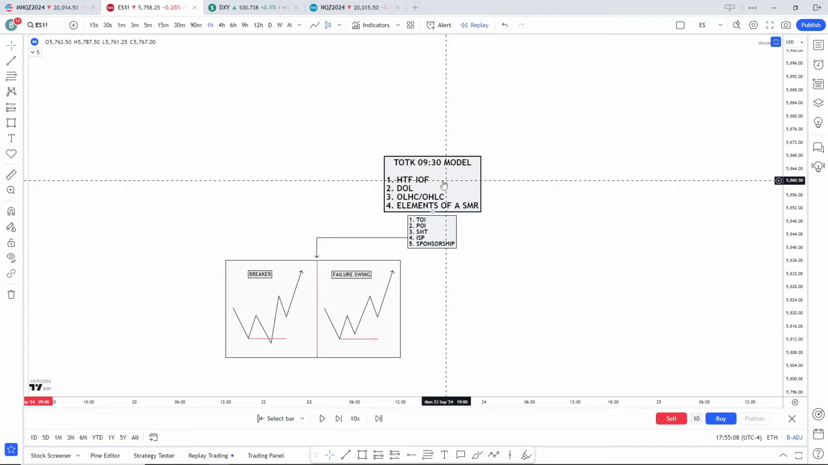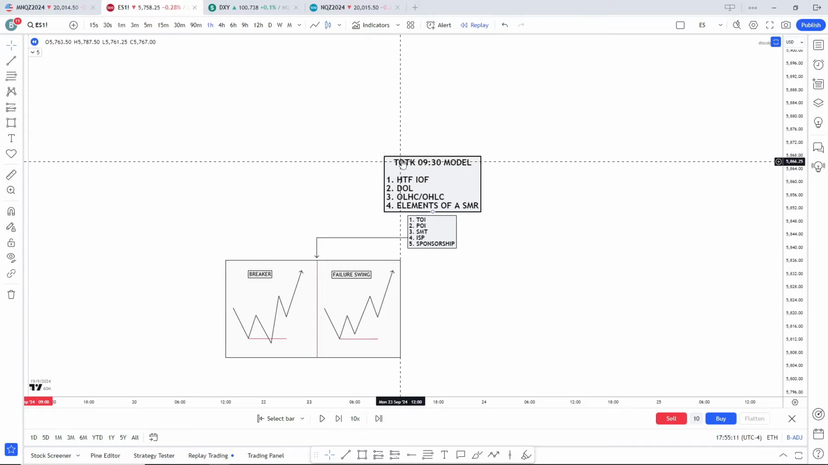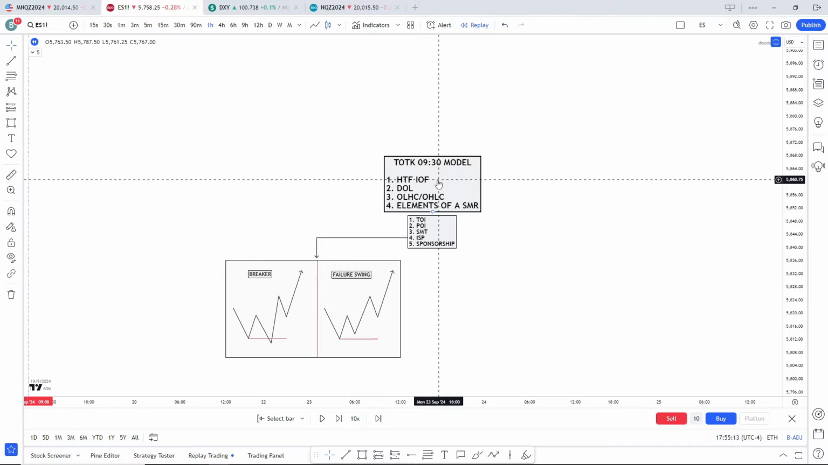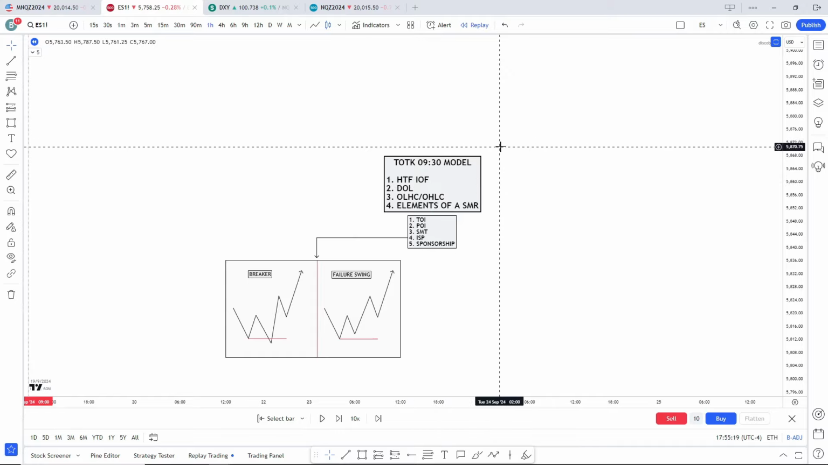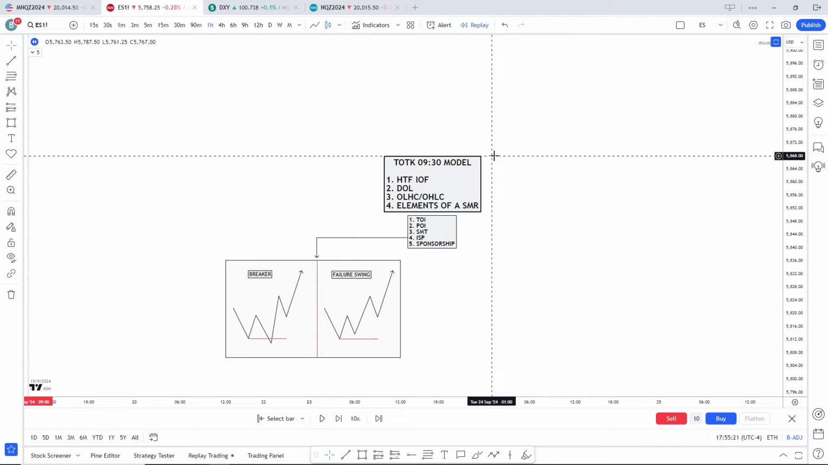Number 1, with this 930 TOTK model, we need to understand and have a read of the current higher time frame institutional order flow. Very, very important. Trading with the higher time frame order flow is going to bring a lot more ease into your trading. Trading counter trend can lead to detriment if you don't know what you're doing.